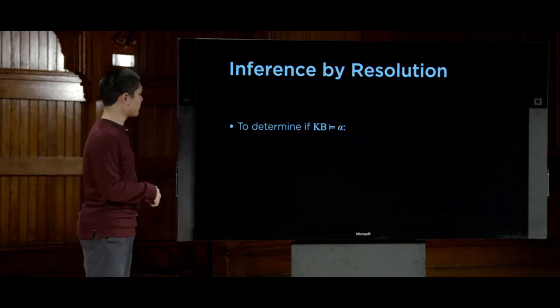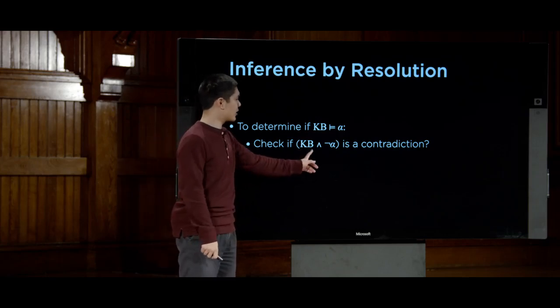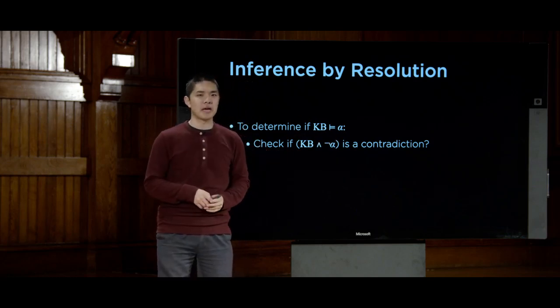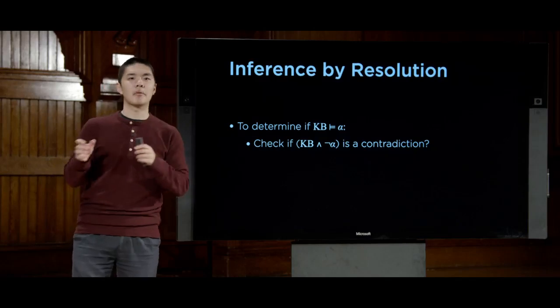How are we going to do that? Well, in order to do that, we're going to try to prove that if we know the knowledge and not alpha, that would be a contradiction. And this is a common technique in computer science more generally, this idea of proving something by contradiction.